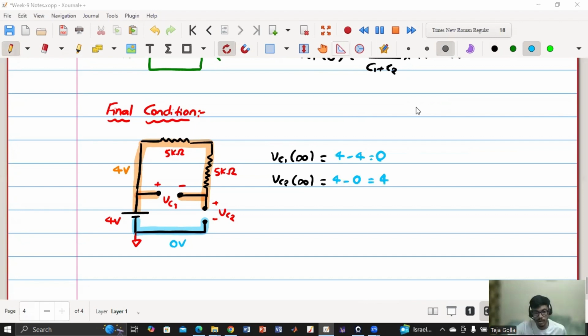Is everyone clear about this? These are at the same potential. So VC1 infinite will be basically 0, and VC2 infinite will be basically 4. Agree?